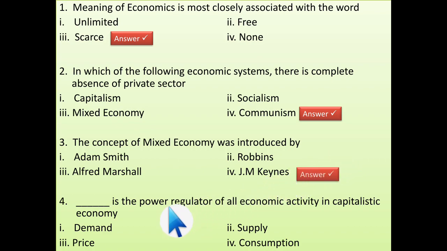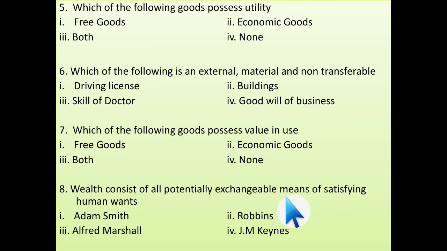Next question: the concept of mixed economy was introduced by the scientist J.M. Keynes. Next: dash is the power regulator of all economic activity in a capitalistic economy. Well, what is a capitalistic economy? In the economy where the major role is played by the market. And in the market, what plays the major role? That is price. So price is the power regulator of all economic activity in a capitalistic economy.